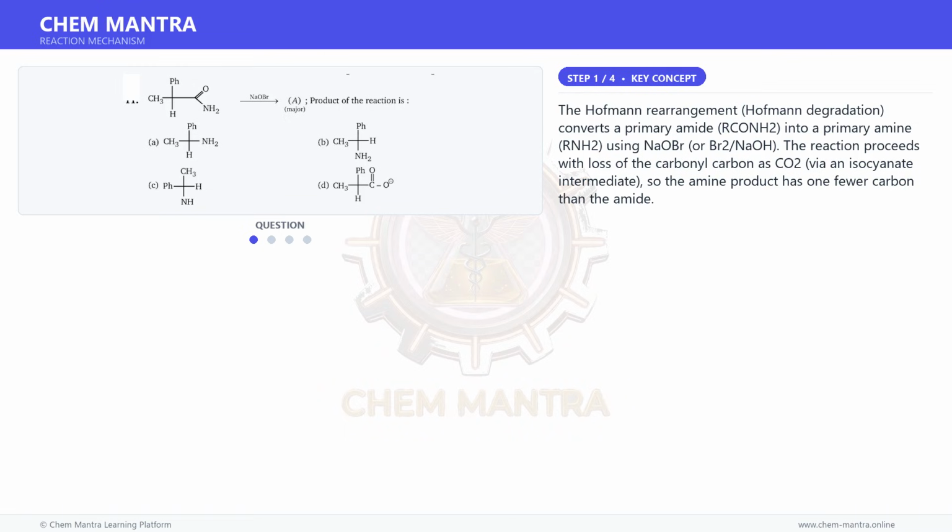The Hofmann rearrangement, Hofmann degradation, converts a primary amide, RCONH2, into a primary amine, RNH2, using NaOBr or Br2 with NaOH. The reaction proceeds with loss of the carbonyl carbon as CO2 via an isocyanate intermediate, so the amine product has one fewer carbon than the amide.